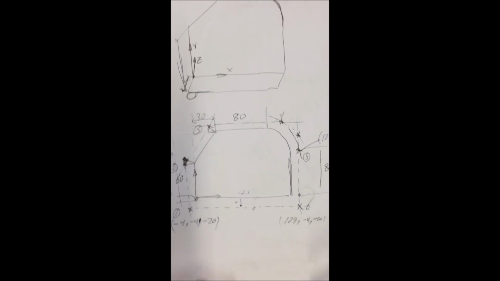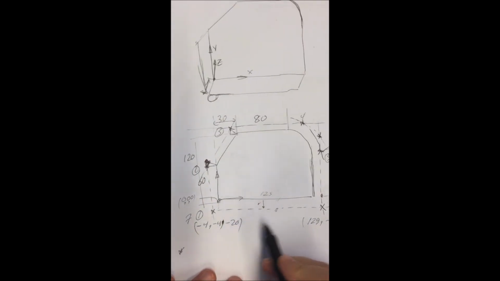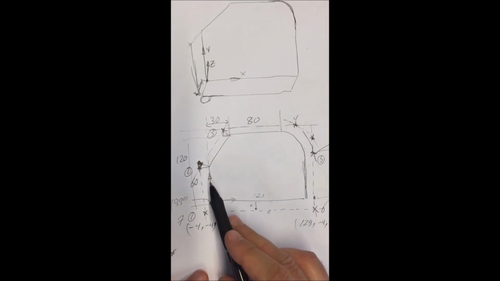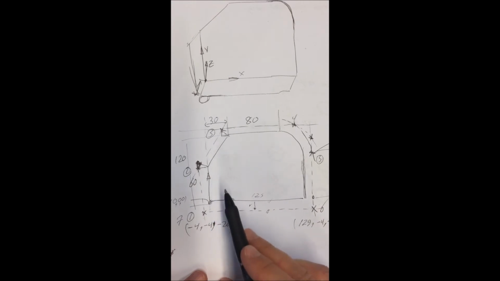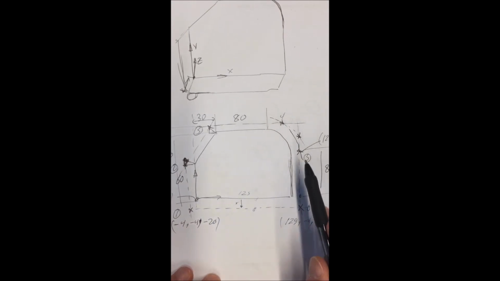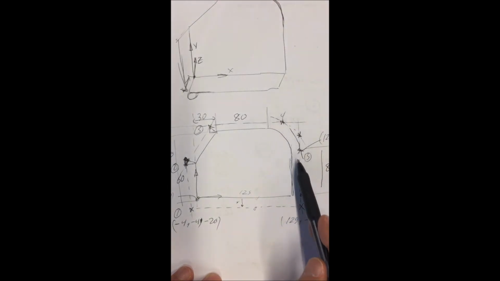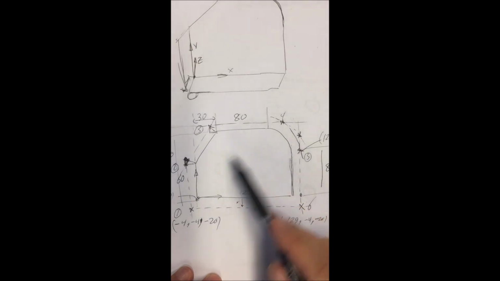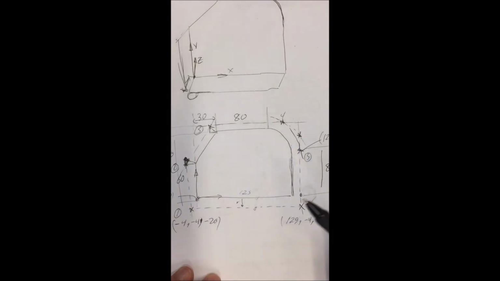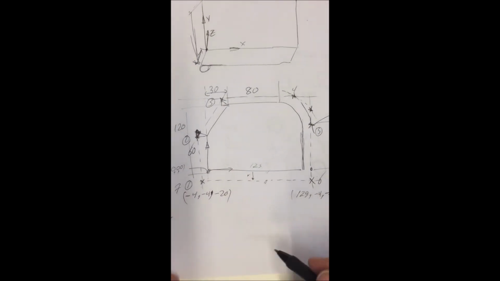Now, the analysis of the movement. If I'm going to move clockwise or counterclockwise, the only difference is going to be the code here. It's either going to be G03 if I move counterclockwise, or G02 if I move clockwise.